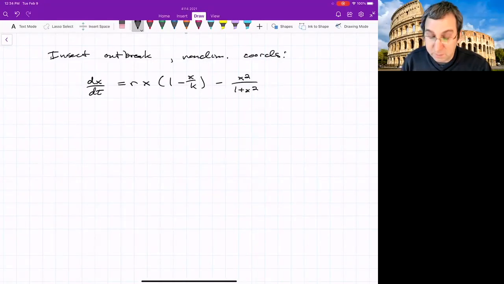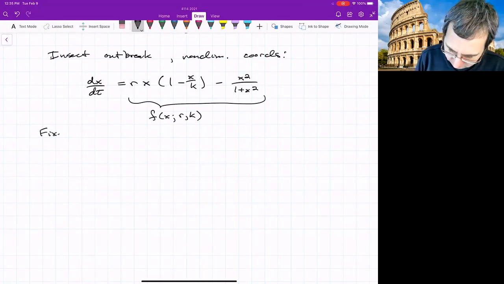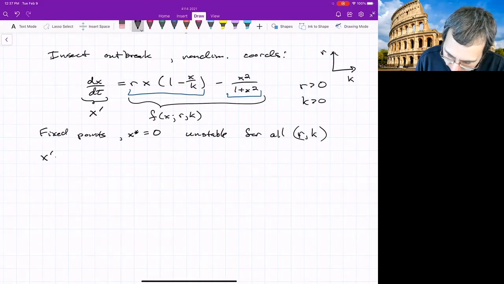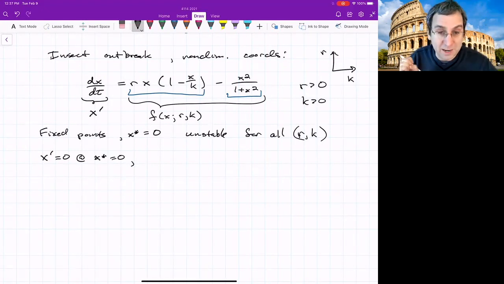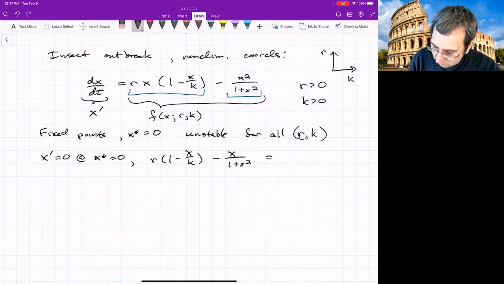We were looking for fixed points. What are the fixed points? We know one fixed point, and it's unstable. Are there other fixed points? X prime equals 0 at X star equals 0. And then we can divide through by X, and we'd be left with R(1 - X/K) - X/(1 + X squared) = 0.